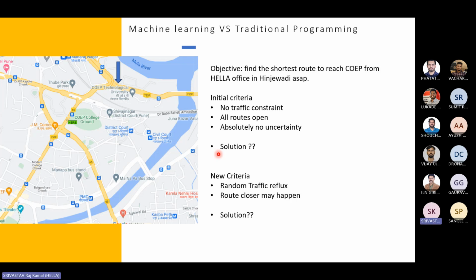Okay, perfect. Thanks. Now let's try to understand a very fun kind of example here: machine learning versus traditional programming. Now take this map. You are at COP Technology. I ask you, let's say I'm at the Hella office, to give me the shortest route to reach COP from the Hella office in Hinjewadi as soon as possible. The condition is that there is no traffic constraint. All routes are open. Absolutely no uncertainty. Do you think this is a machine learning problem?